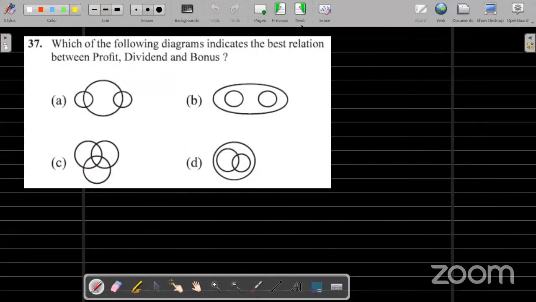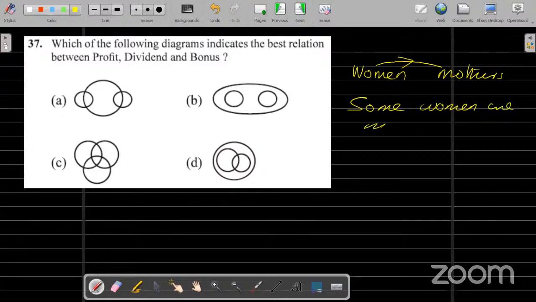Next one. It's a question on Venn diagrams. Okay. What is the relation between women and mothers? Women and mothers. At first glance, we may think that some of the women are mothers, right? Some women are mothers. Okay, now I'm drawing the Venn diagram for them.